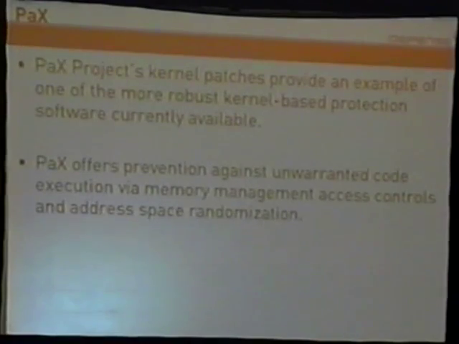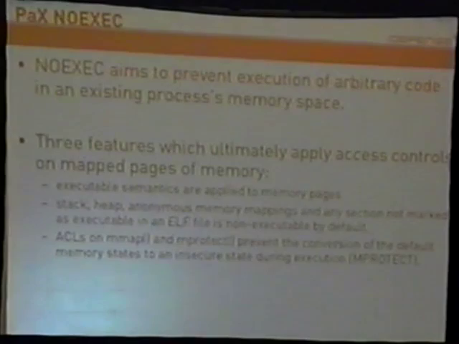So we're going to take a look at PaX. PaX is pretty much the definitive kernel patch as far as implementing buffer overflow protection. Just about every effective kernel patch has been based on the work that the PaX project has done, and some of them even include PaX as a subset of the features, such as grsecurity. And as we said, it offers the prevention through those two methods, the MMU access controls and the address space randomization. They refer to their non-executable stack protection as NOEXEC. It obviously aims to prevent the execution of arbitrary code.